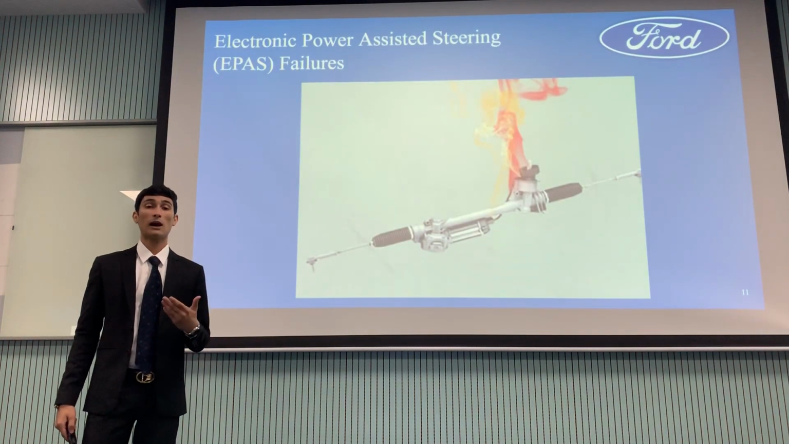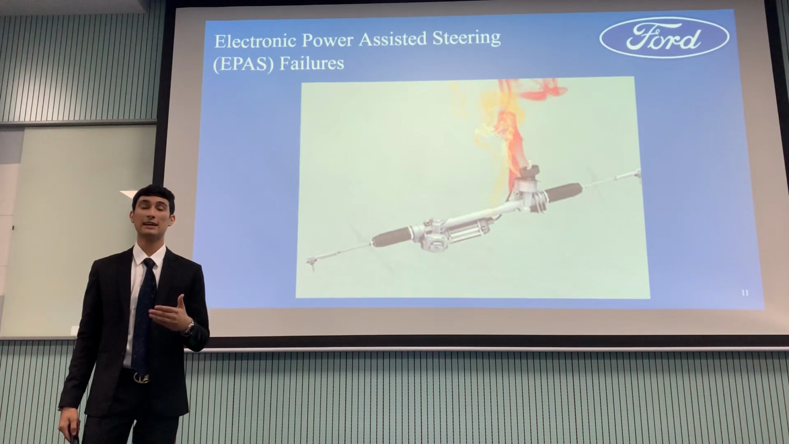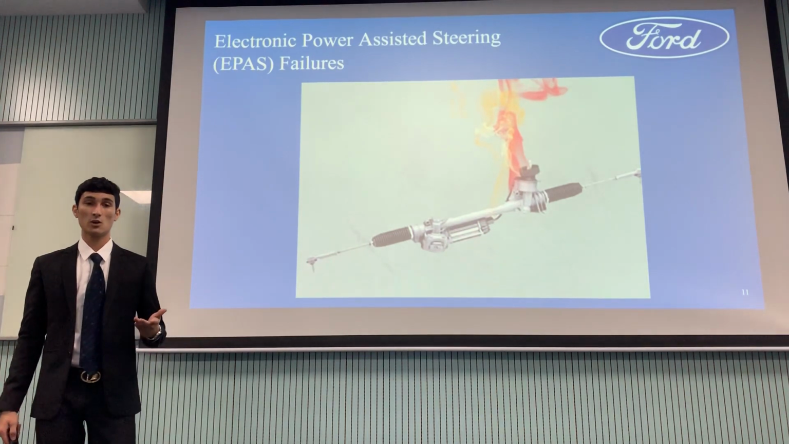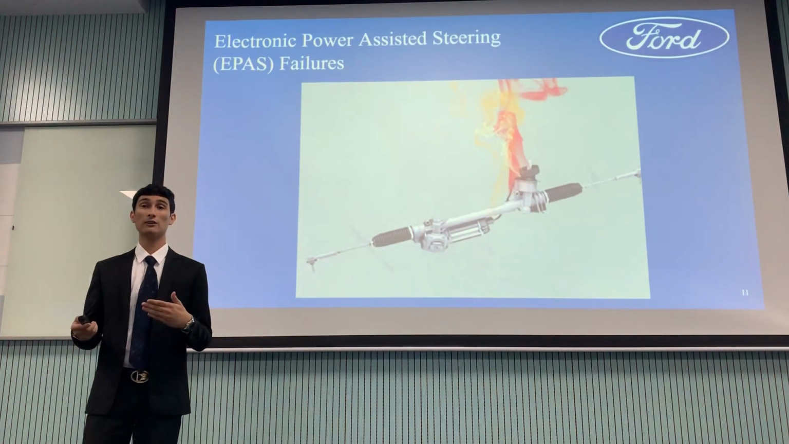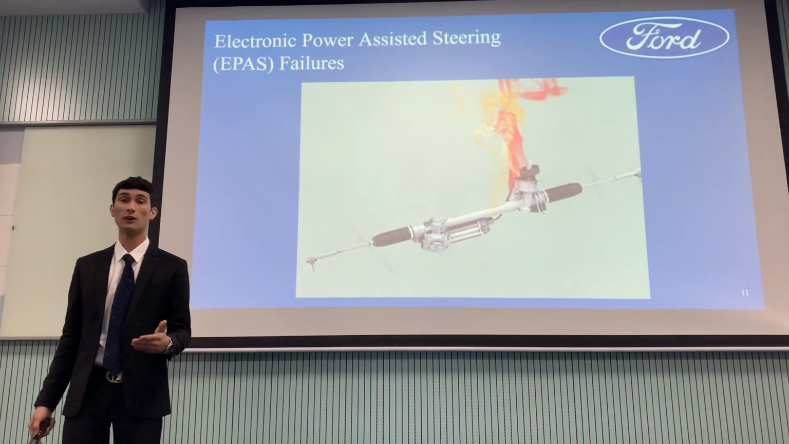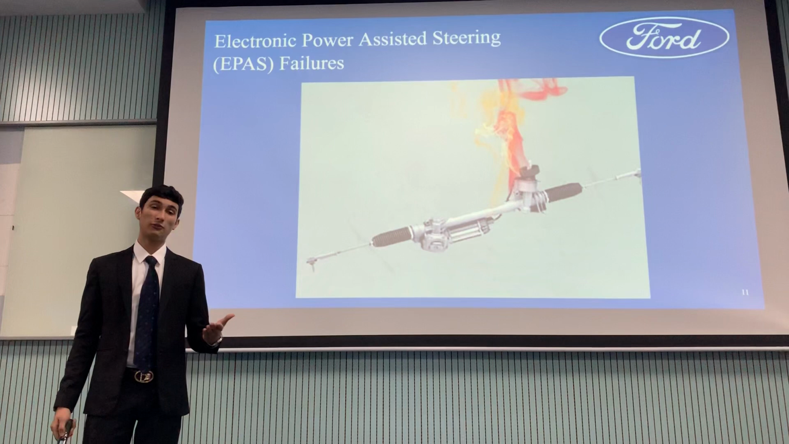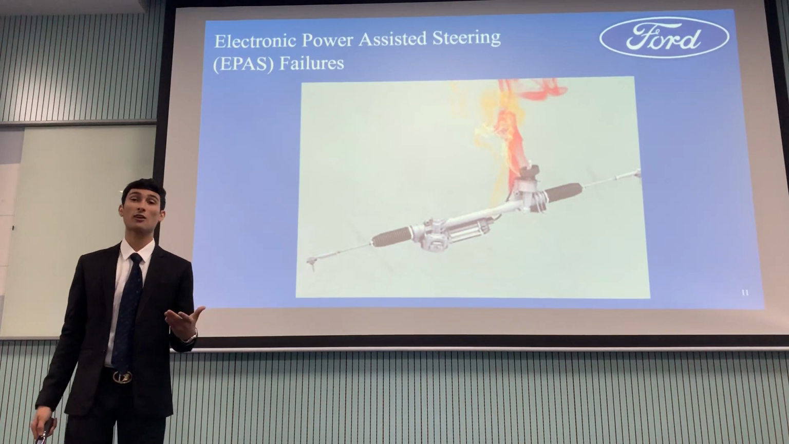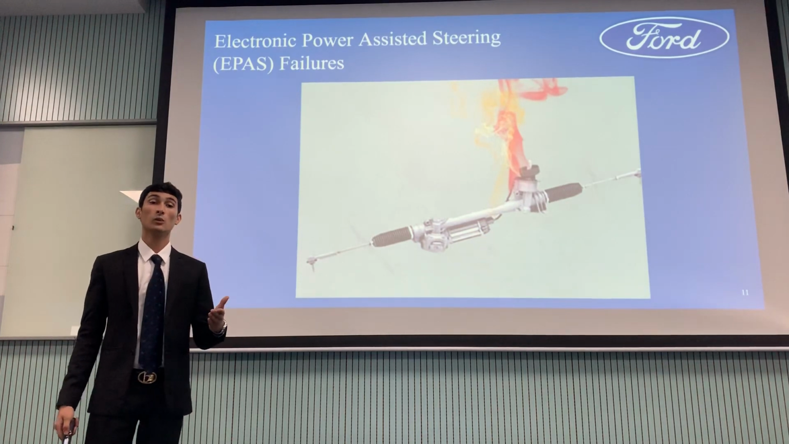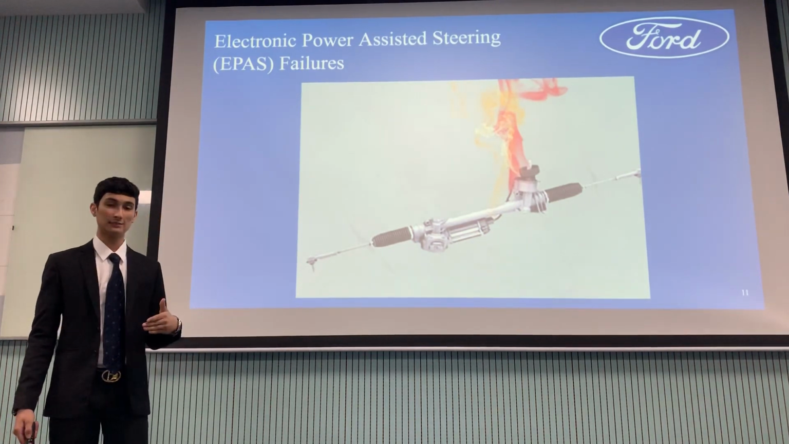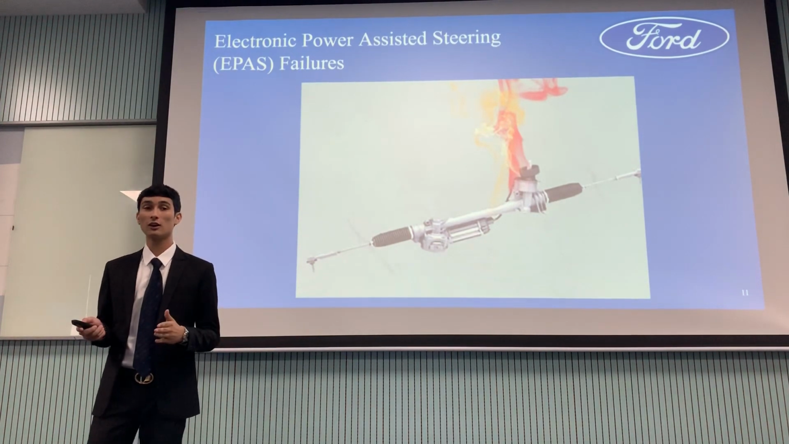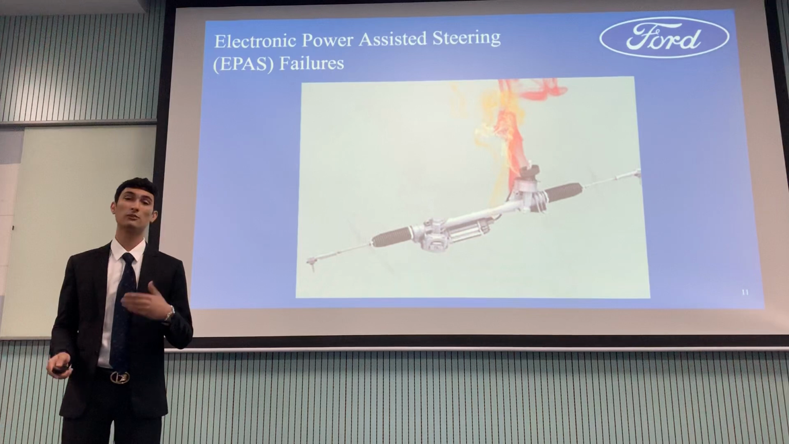Next, we have the electronic power assisted steering, or the EPAS, failures. All cars nowadays have an EPAS, which allows drivers to turn the steering wheel in a smooth and easy manner. When it's working fine, we don't notice that it's there or what it does. But once it fails, this is where the problems start. With a failed EPAS, the vehicle's direction could become stuck in one way or another. This could cause an accident when the vehicle is in motion.